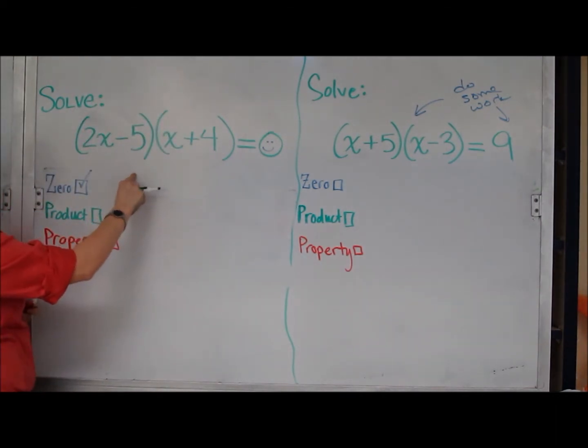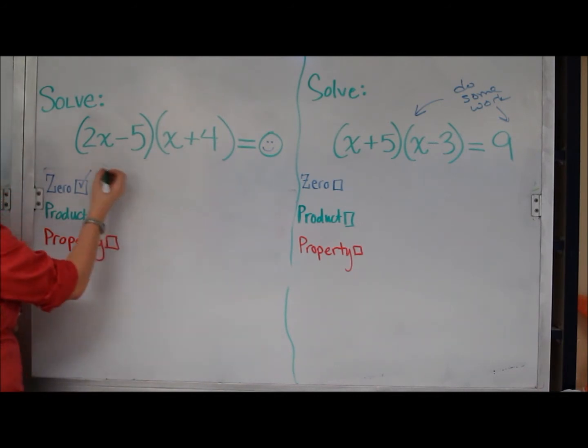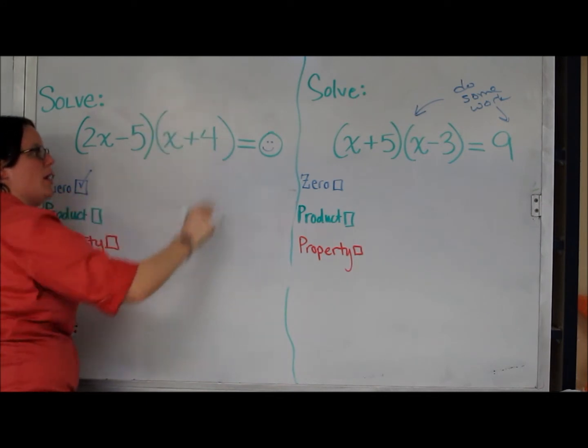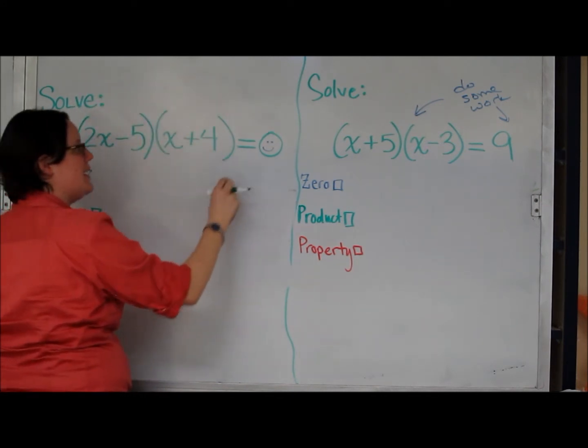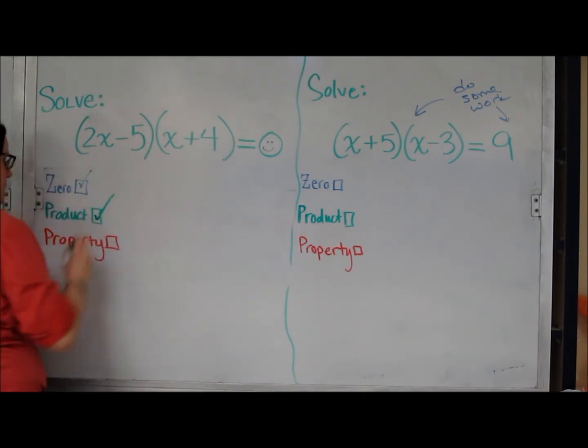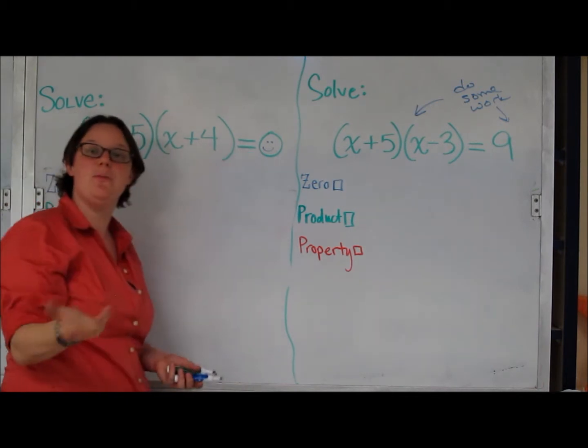Step 2 was to ensure that we had a product equal to 0. That's what we have here. We've been told that this quantity times this quantity makes 0. I have a situation where 2 things are being multiplied together to give me 0. That's good. Because I have a product equal to 0, I'm allowed to apply the property.